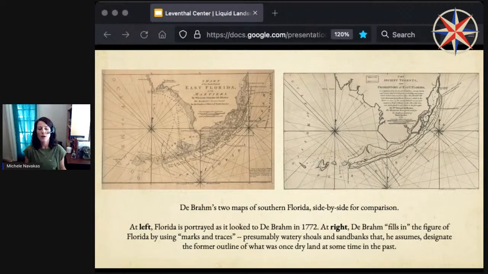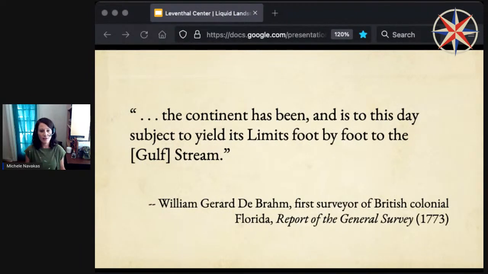As de Brahm writes, coastal Florida provides clear evidence that the continent has been and is to this day subject to yield its limits foot by foot to the Gulf Stream. He goes on to say that during his 3 years in Florida, he personally observed many places where the water swallowed the land or broke it into islands where once there was solid ground. The maps could not have exactly inspired confidence in prospective landholders. In fact, de Brahm was mocked for some of these representations, even called insane, in the words of one contemporary.